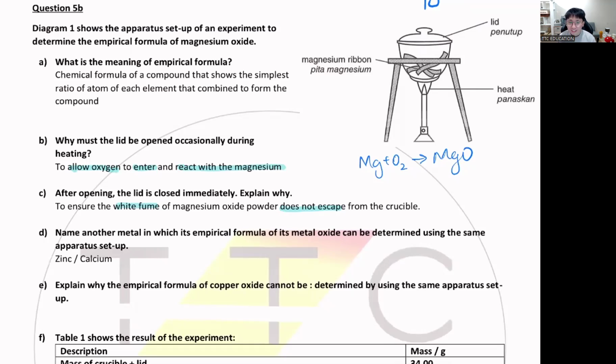Okay, then explain why the empirical formula of copper oxide cannot be determined using the same setup. As I said, this reaction is direct heating with oxygen. If your metal is low reactivity, cannot. So we say that copper is less reactive and does not combine with oxygen easily.